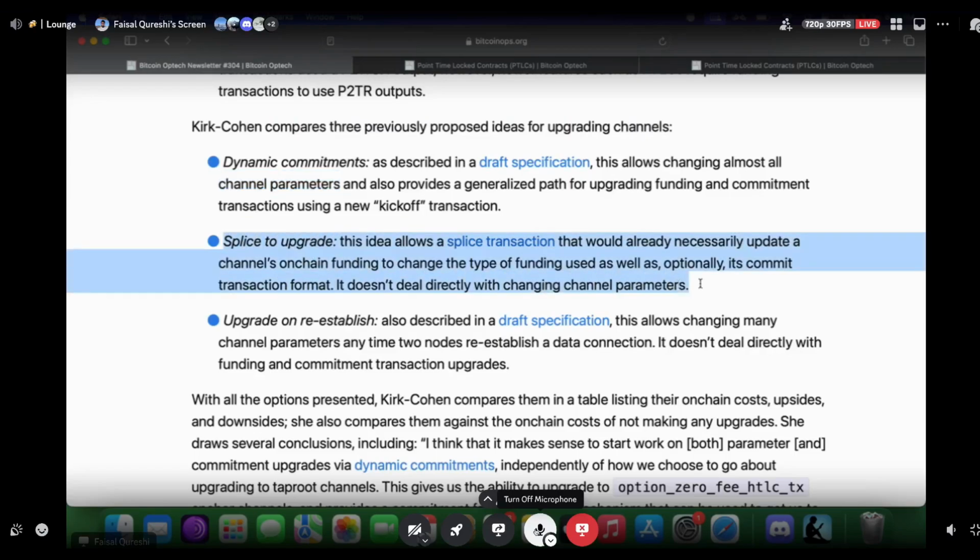One could be splice to upgrade. This idea allows a splice transaction that would already necessarily upgrade a channel's on-chain funding to change the type of funding used, as well as optionally its commit transaction format. It doesn't deal directly with changing channel parameters. So using splicing, you can change your commitment transaction, for instance from P2WSH to P2TR. This will not impact directly the channel parameters, because if you change only the commitment transaction, the channel parameters will not be amended. But if you have a use case where you only want to change your commitment transaction, you can do it via splicing.